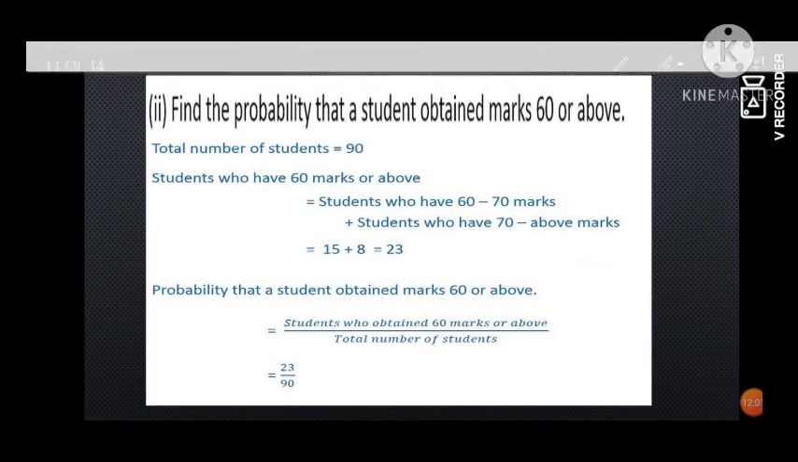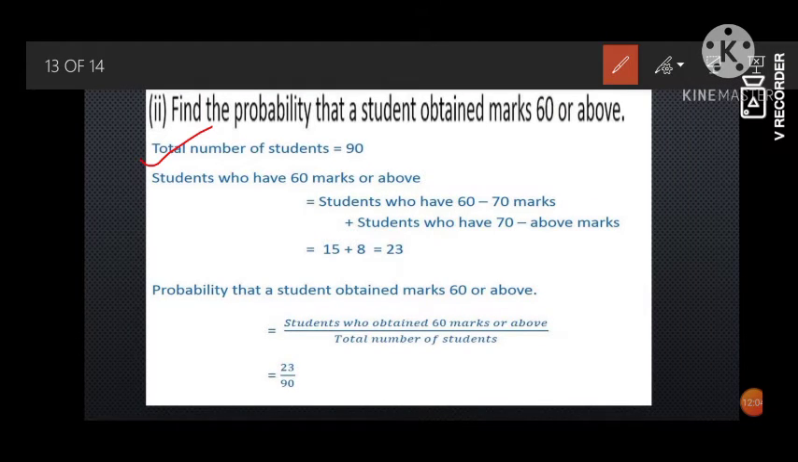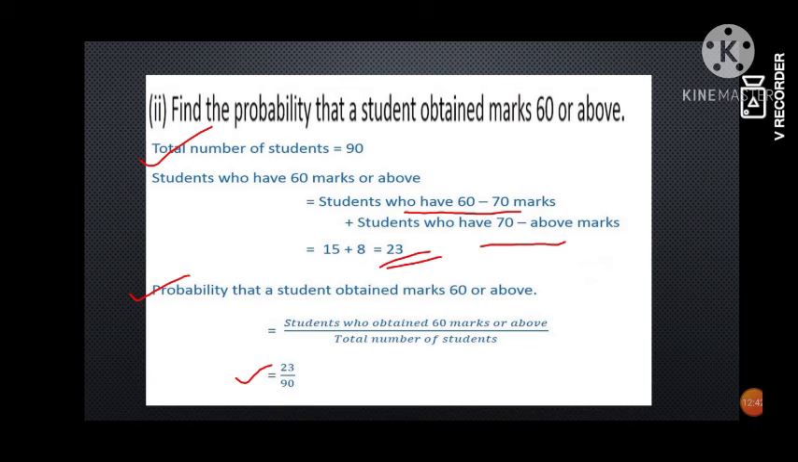Let us see how the sum is done. So total number of students is 90. The number of students who obtained 60 and above are the students who have 60 to 70 marks plus the students who have 70 and above marks, which are 15 plus 8, which is equal to 23. So the probability that the student obtained 60 and above, 60 to 100, is 23 by 90. Now again 23 is a prime number, so we cannot simplify. So the answer is 23 by 90. So this was question number 6.